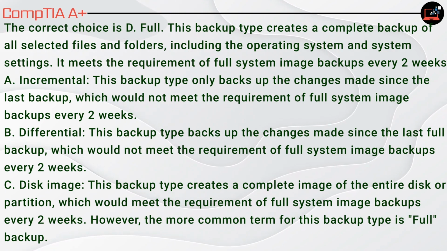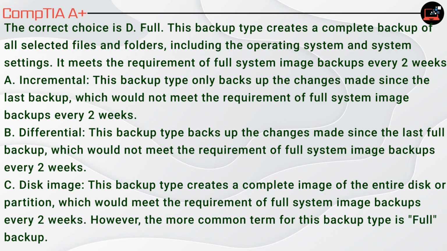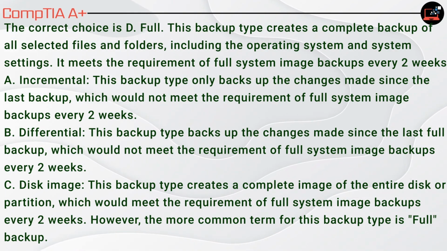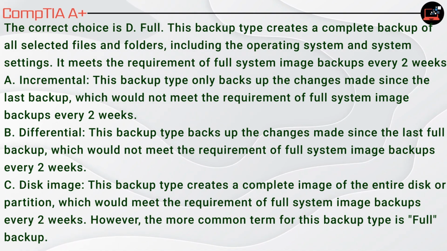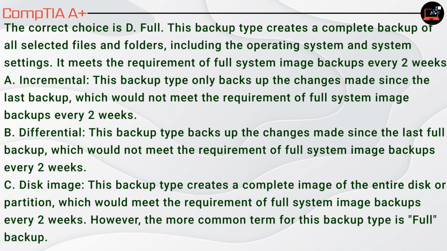A. Incremental. This backup type only backs up the changes made since the last backup, which would not meet the requirement of full system image backups every 2 weeks. B. Differential. This backup type backs up the changes made since the last full backup, which would not meet the requirement of full system image backups every 2 weeks. C. Disk image. This backup type creates a complete image of the entire disk or partition, which would meet the requirement of full system image backups every 2 weeks. However, the more common term for this backup type is full backup.